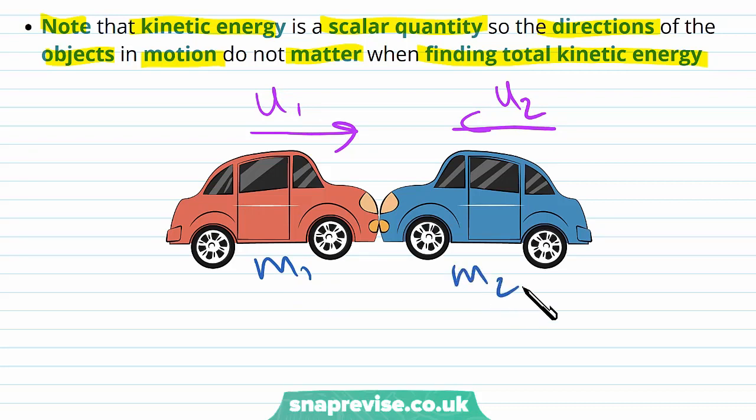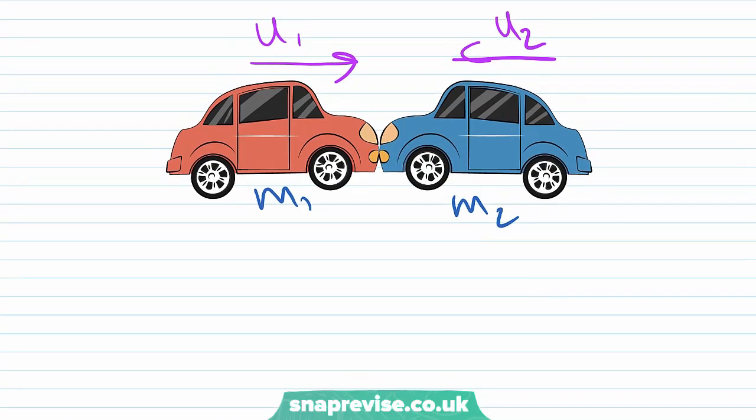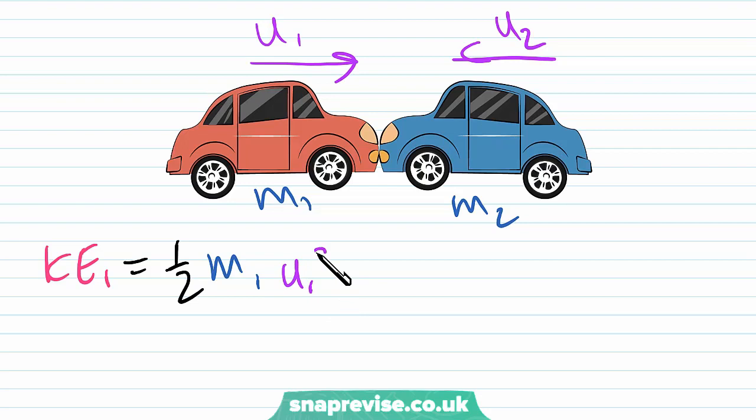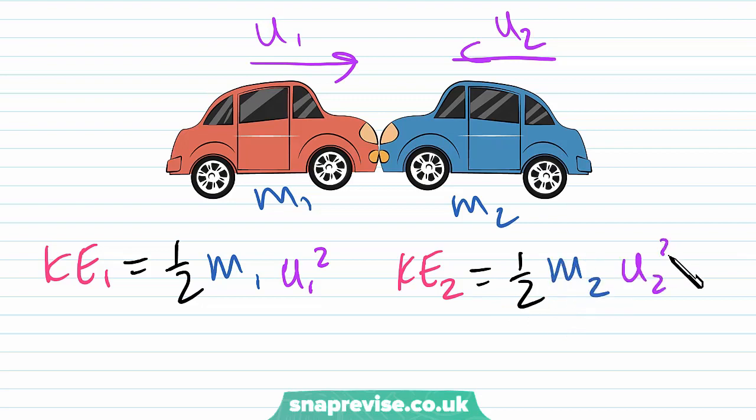So we can find the kinetic energy of each car before the collision. So for example, for the first car, we can say that KE1 is equal to a half m1 times u1 squared. And you can actually see that because we're squaring u1, even if we were interested in the sign, that squaring would remove the sign anyway. So this reinforces that kinetic energy is a scalar quantity. So then we can do the same for the second car. So KE2 is going to be equal to a half m2 u2 squared.